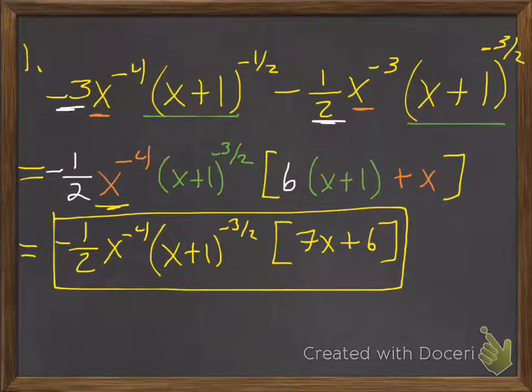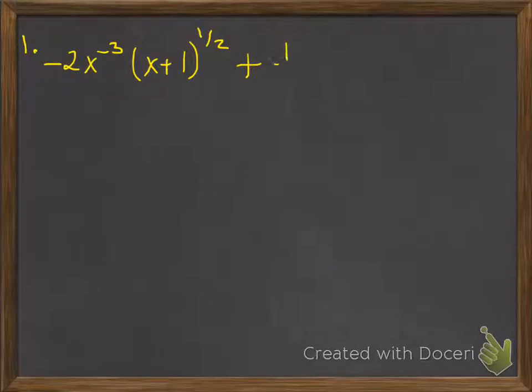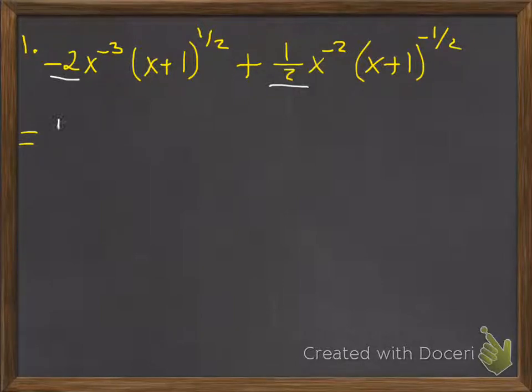The other one had something very similar, so we're going to go ahead and go through that one as well. So the other version had negative 2, x to the minus 3, x plus 1 to the 1/2 power, plus 1/2 x to the minus 2, and then x plus 1 to the minus 1/2 power. So it's going to be very similar to the last one. We're going to first factor out, I got a fraction of 1/2, so we're going to factor out a fraction of 1/2. They're not both negative, so I'm not going to worry about factoring out a negative here.